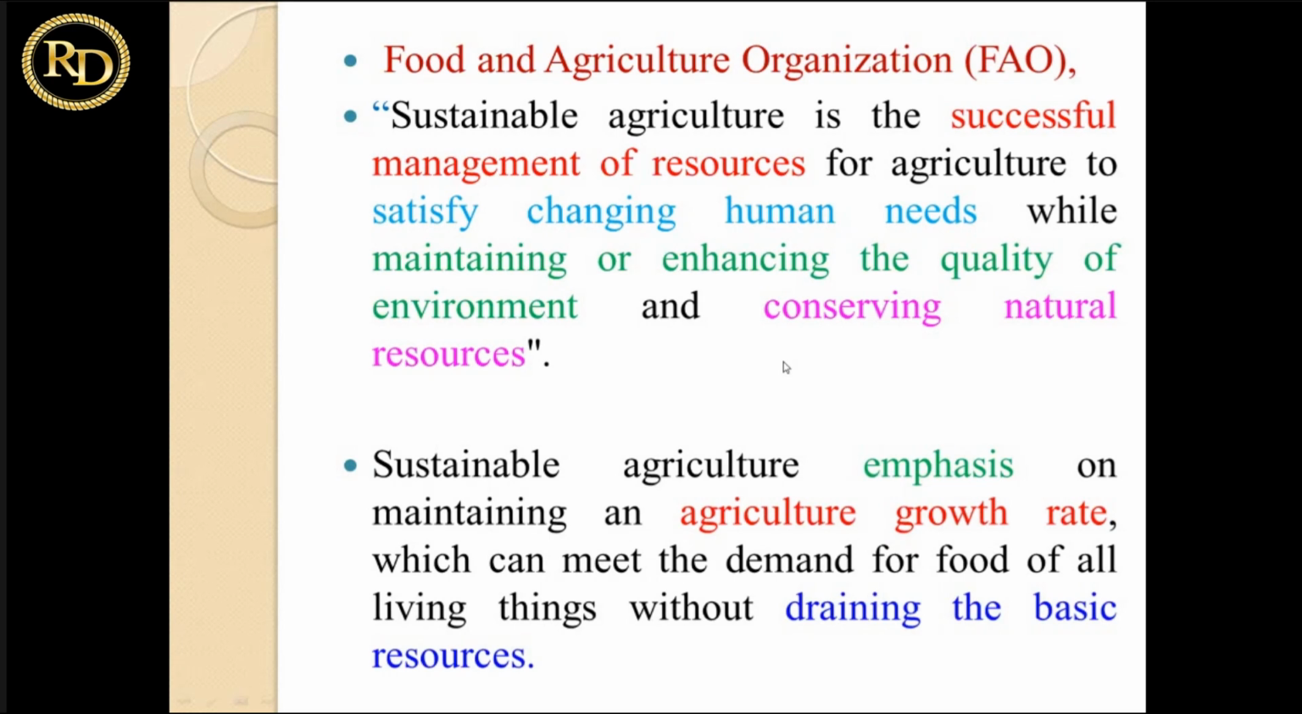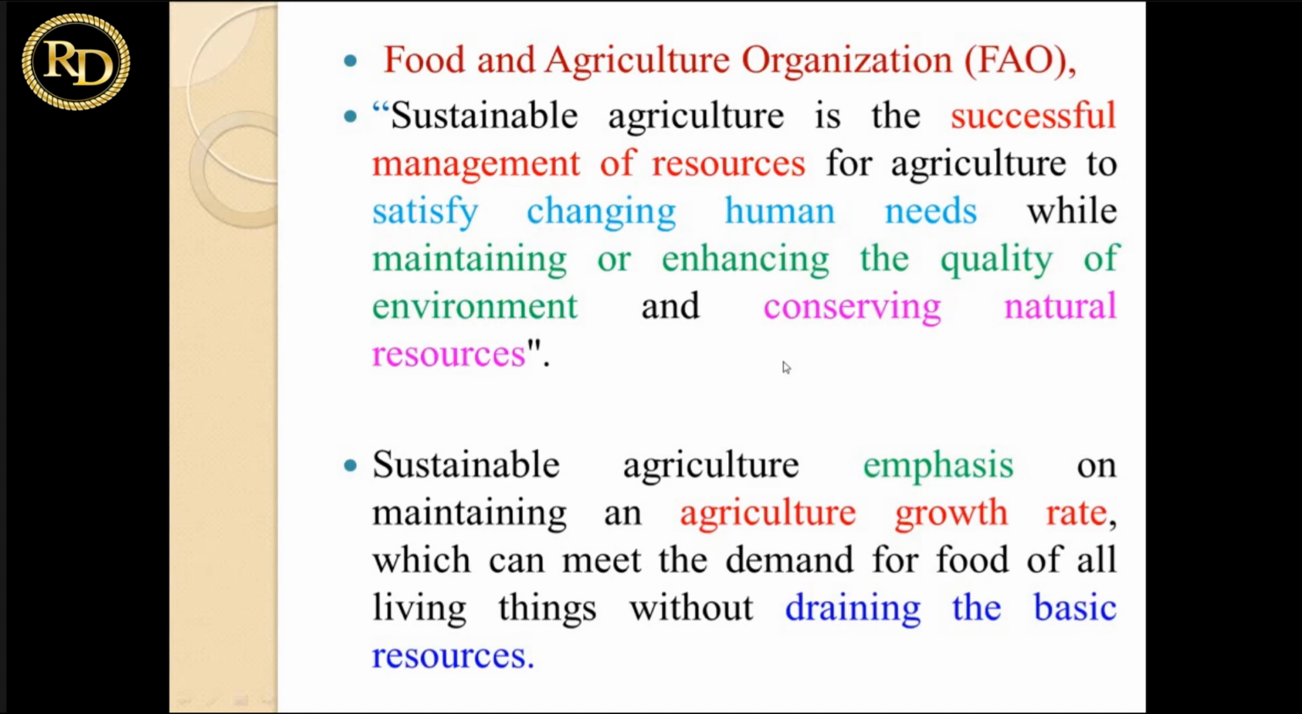We will manage the resources, will satisfy human needs, will maintain and enhance the quality of the environment, and we will also conserve the natural resources. So in all, when we say sustainable agriculture, the emphasis should be on the maintenance of the agriculture growth rate. Our growth rate of agriculture should go on increasing without draining the basic resources. We will not exploit all the resources. We'll conserve the resources as well.